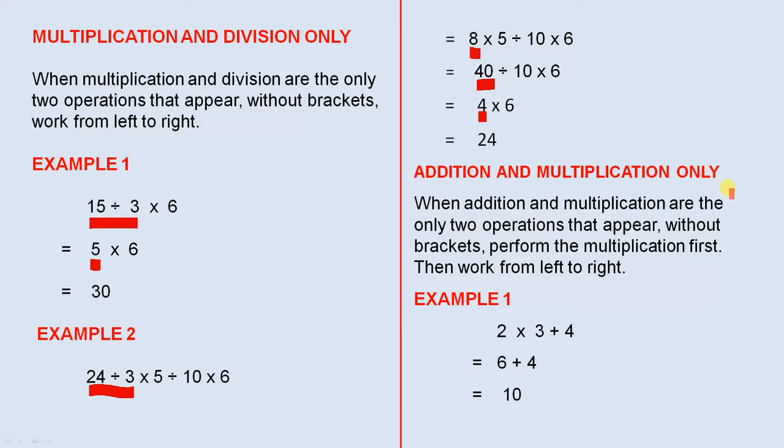Addition and multiplication only. When addition and multiplication are the only two operations that appear without brackets, perform the multiplication first, then work from left to right. Example 1, 2 times 3 plus 4. 2 times 3 gives us 6. 6 plus 4 is 10.